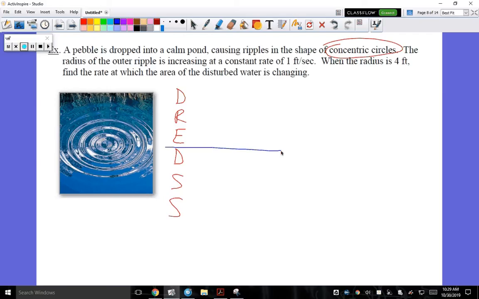Number one, draw the diagram. If you see it, it's so much easier to start setting things up. And you don't have to go crazy and elaborate. Just draw the diagram. Number two, rates that are given and the ones that we need to find. This is so important to get started off.